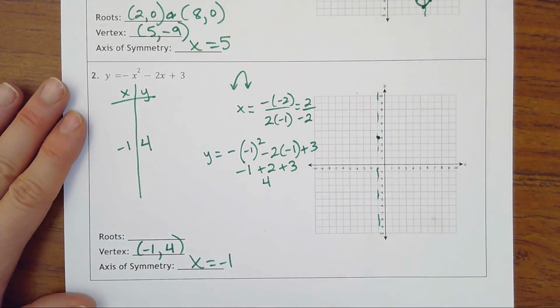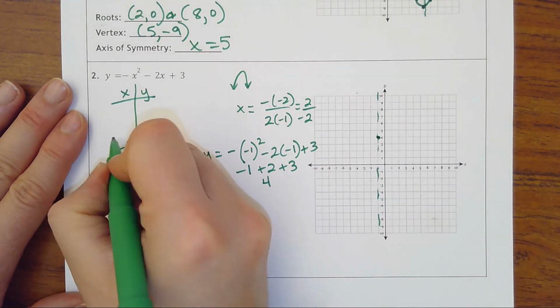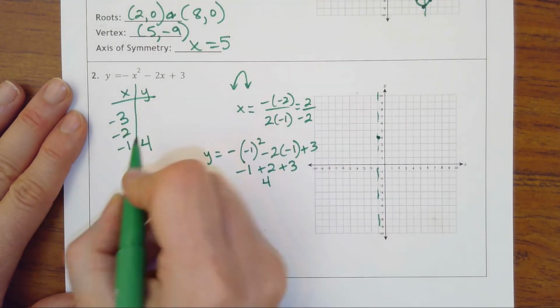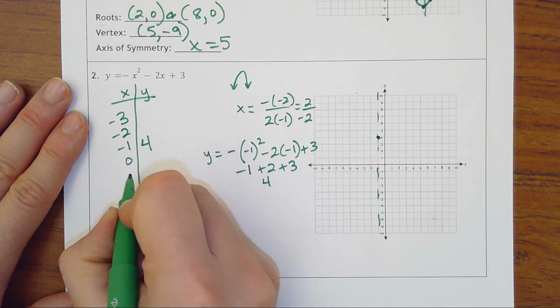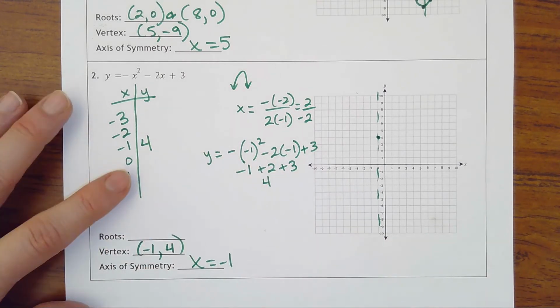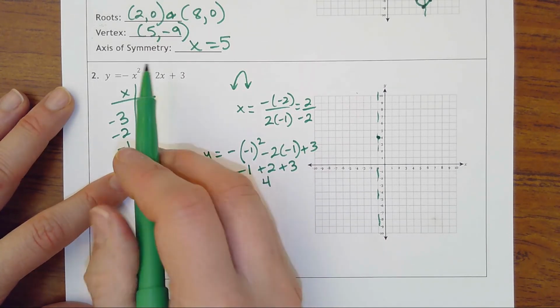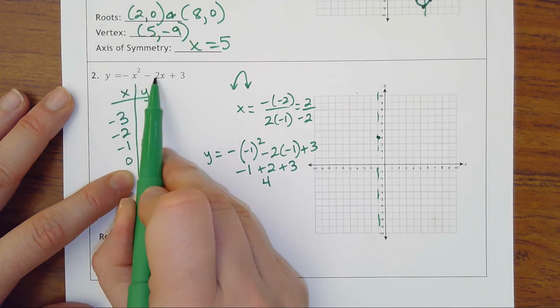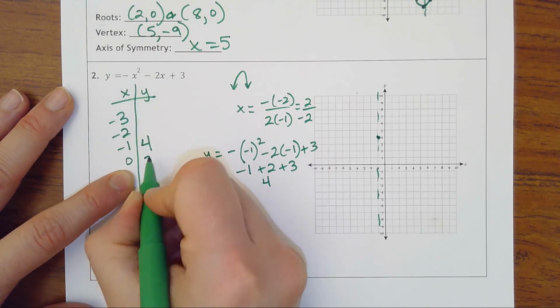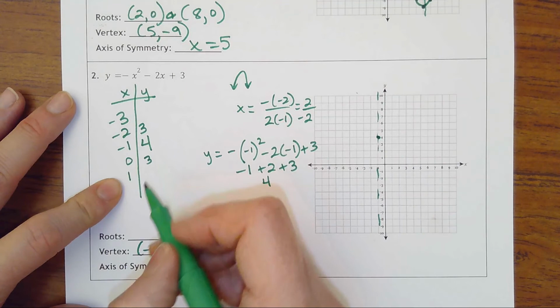Okay, so then I want to go to the left of negative 1. That would be negative 2, negative 3. I want to go to the right. That would be 0, 1. 0 is easy to plug in. 0 squared is 0. Negative 2 times 0 is 0. It's just 3. So this should also be 3. All I have to do is plug in 1.